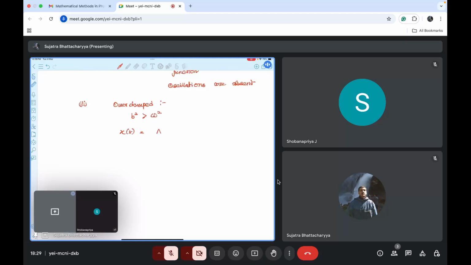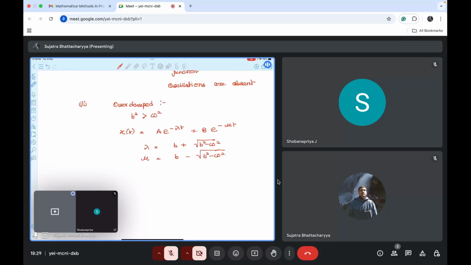x of t is equal to a e to the power minus lambda t plus b e to the power minus mu t. Why are we writing it like this? Because lambda is equal to b plus root over b square minus omega square, and mu is equal to b minus root over b square minus omega square.